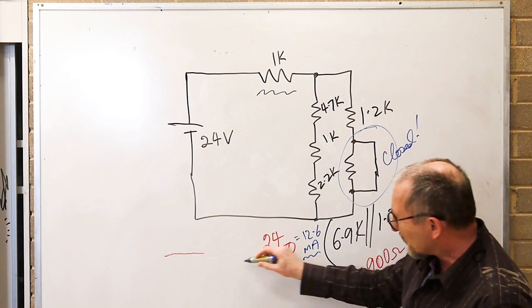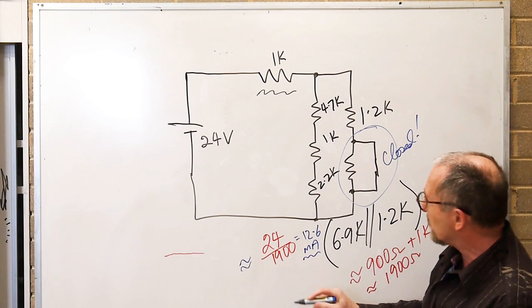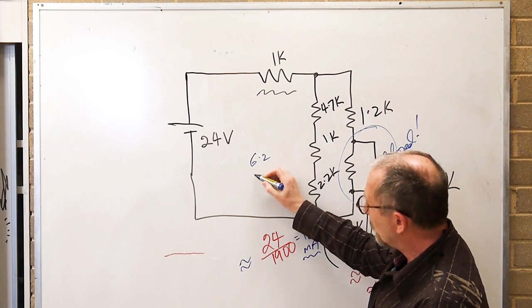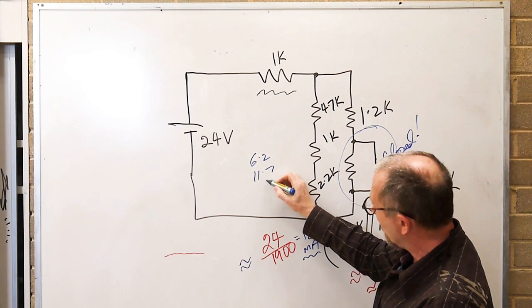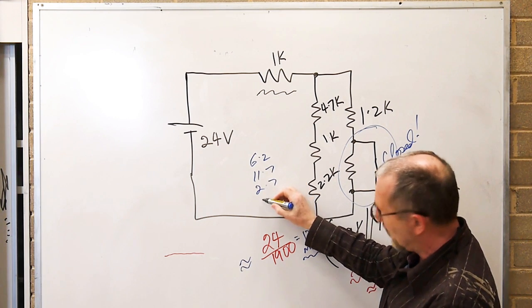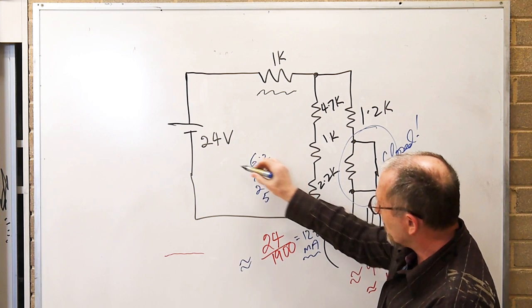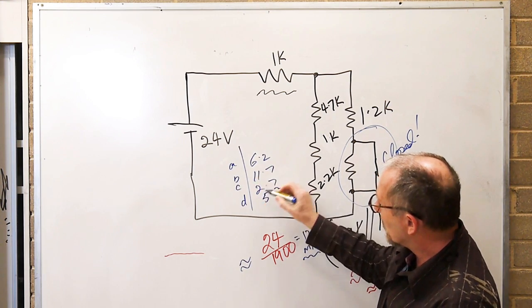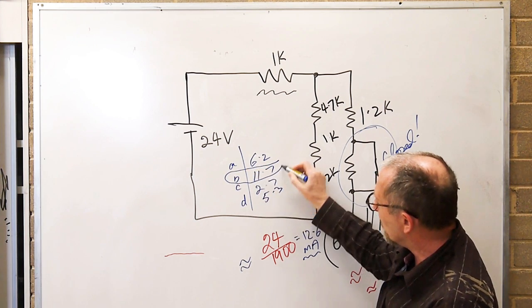And that, again, it's only an approximation. So the answers that we had were like 6.2, 11.7, 2.7, 5.3. You know, A, B, C, D. So it had to be this one here.